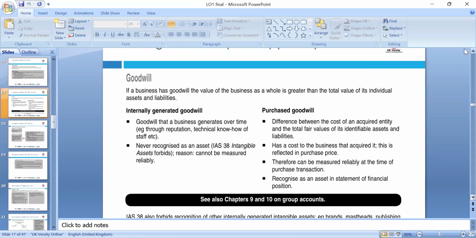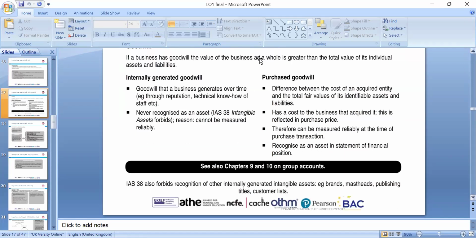Okay, goodwill. Goodwill means the reputation which we create. We can measure goodwill, and goodwill can be impaired. So we always need to keep in mind IAS 38 and so on when we go through the group accounts.